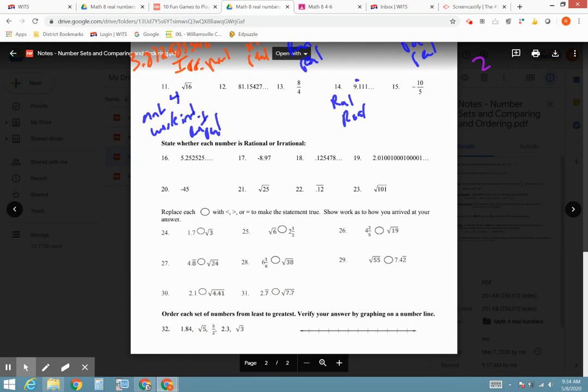Okay, state whether it's rational or irrational. Remember, if I can put a bar over it, if it repeats, it's rational. So this, I can put a bar over, so it's rational. This ends, it's rational. This does not end, and I cannot put a bar over it, so this would be irrational. This has a pattern to it, but I can't put a bar over it, so it's irrational. What's number 20? Should be rational because it ends or terminates.